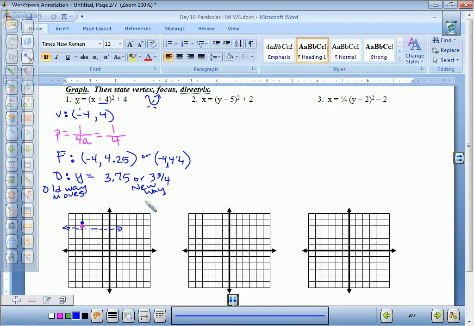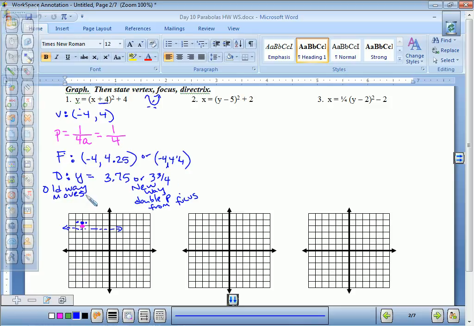The new way is where you double the p-value from the focus. So p is 1/4. If we double that, that is 1/2. I would go over 1/2 and over 1/2. So that is one way to get accurate points.